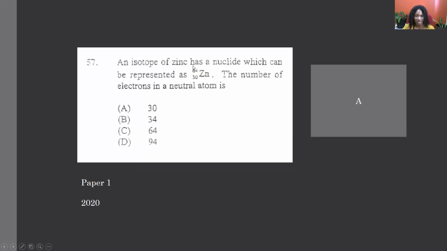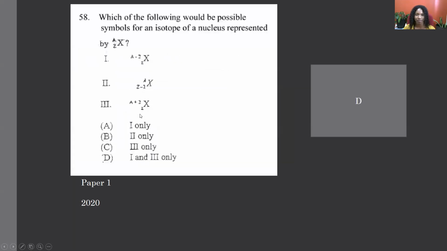An isotope of zinc has a nuclide which can be represented by Zn 64, 30. The number of electrons in a neutral atom is, so we're going to look at this very closely. We have the mass number being 64 and the proton number being 30. Remember that from the Rutherford-Bohr model, we realized that if something is to be neutral, it must have an equal number of protons as it does electrons. And so since they have given us the proton number here in the question, then the number of electrons must be equal to that number, and the answer would be A.